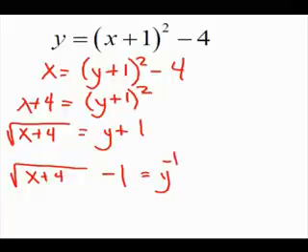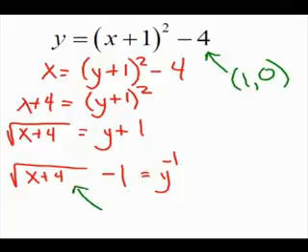Now I can check. Let's say we were to put 1 into my original equation. 1 plus 1 squared is 2. Squared is 4. 4 minus 4 is 0. Now, if I put 0 into my inverse equation, I should get out 1. Let's see. 0 plus 4 is 4. The square root of 4 is 2. And 2 minus 1 is 1. Perfect.